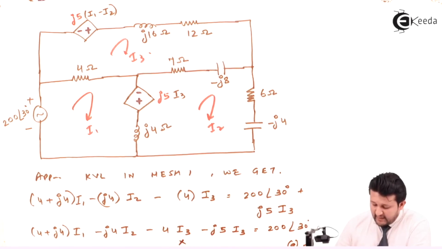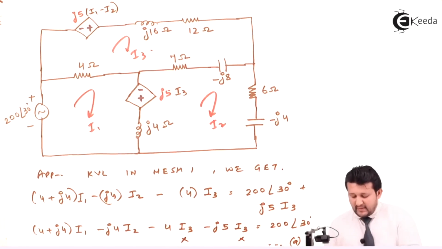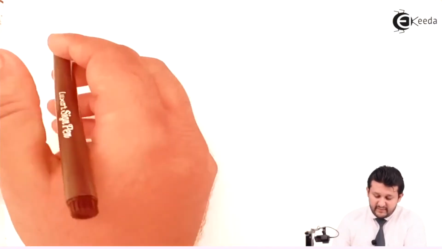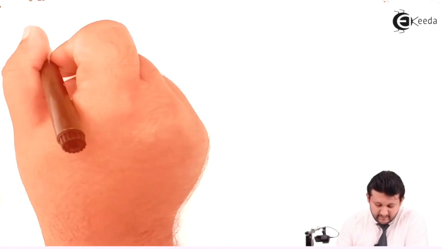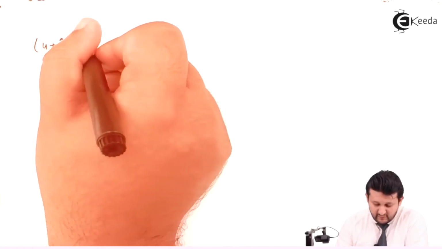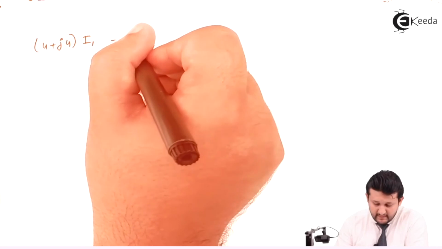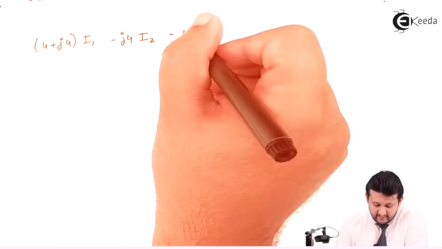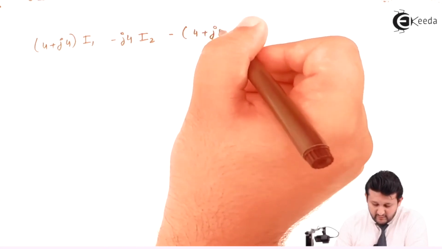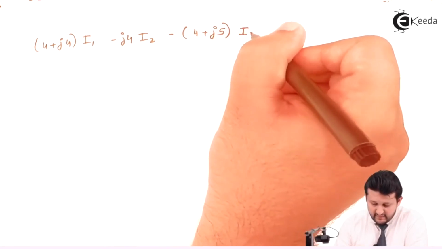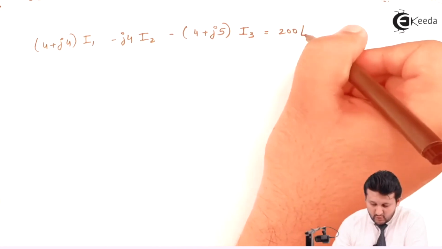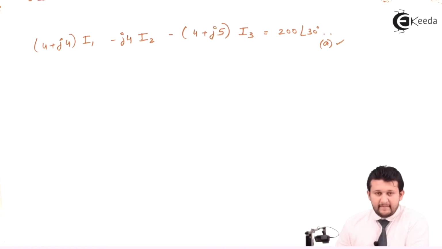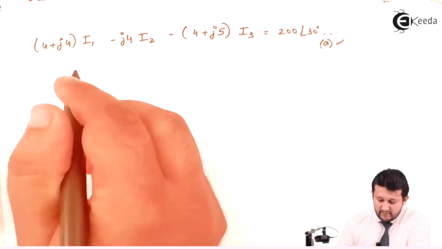Simplifying further, I3 has two terms, so take it common. So the equation of our first mesh will be (4 plus j4) I1 minus j4 I2 minus (4 plus j5) I3 equal to 230 angle, it will be equation number 1. Let's now write equation number 2.